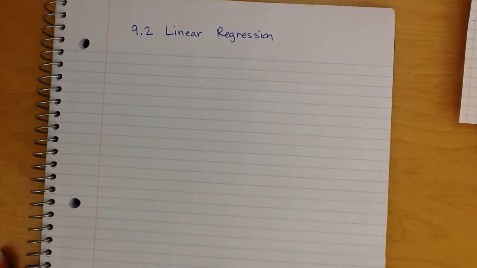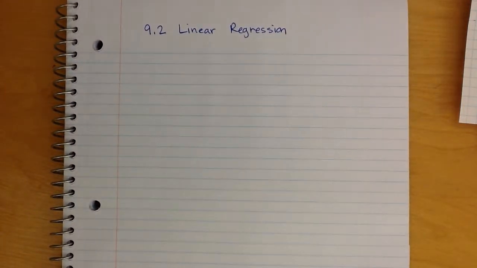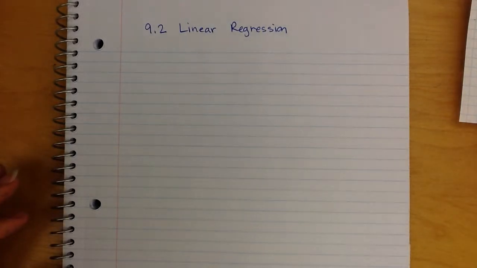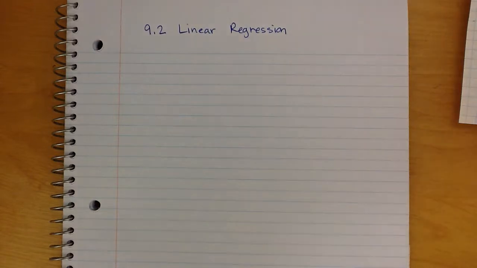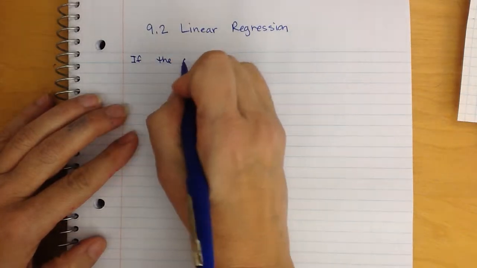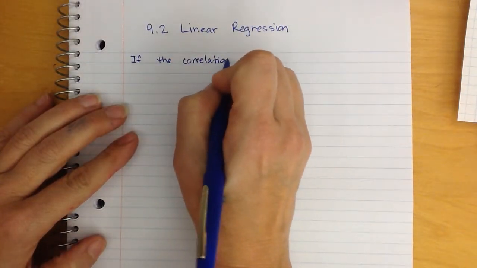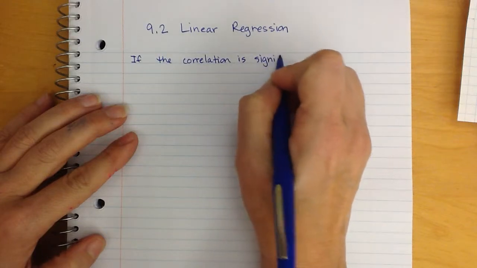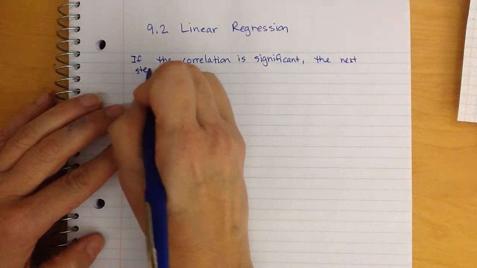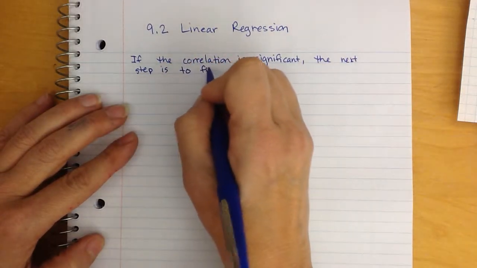So in section 9.2, we're going to take it a step further, and we're actually going to find the equation for a linear regression line by hand. The handy thing about this is that all of the numbers we need, we've already found in that table for finding the correlation coefficient. So if the correlation is significant, the next step is going to be to find the regression line equation.